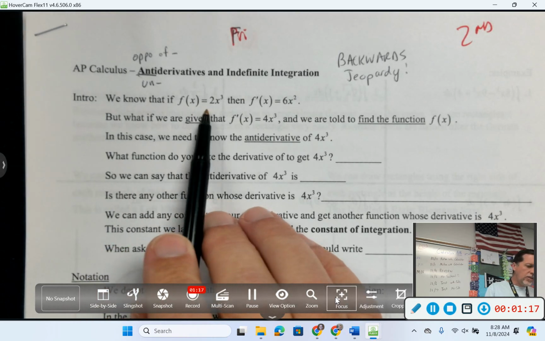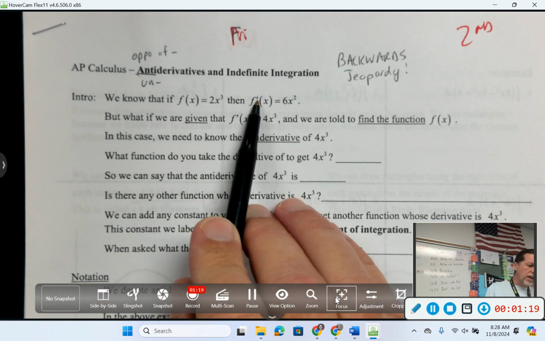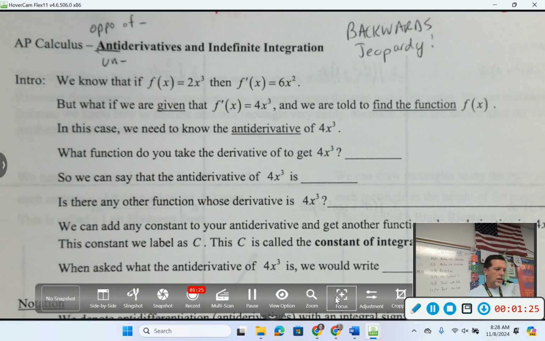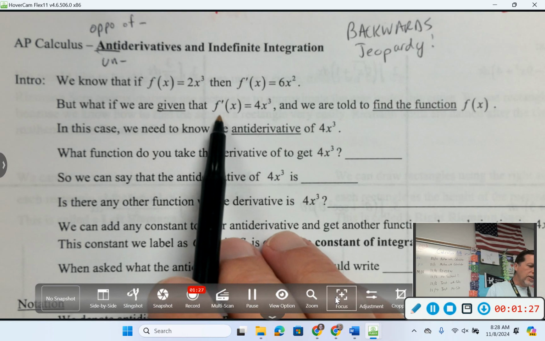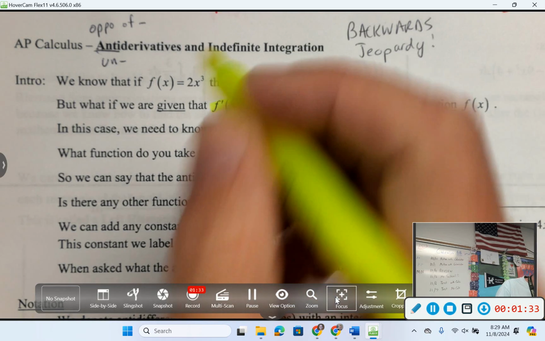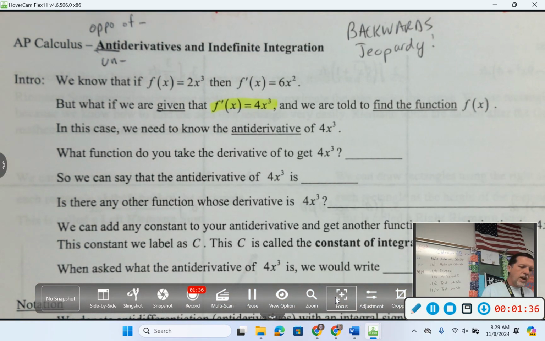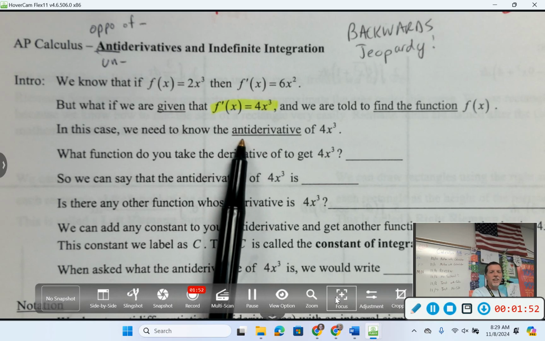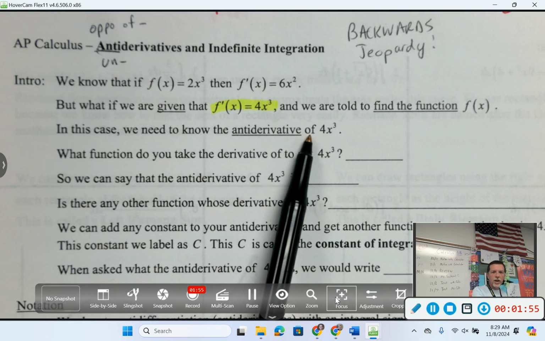Okay, we know that if f is 2x cubed, then the derivative of f would be 6x squared. Move the power down, increase the power by 1, got it. But what if we're given that the derivative, the answer, is 4x cubed, and we are told to find the function f? So again, this is a backwards question. That's what we're going to be doing all next week, thinking backwards. We need to take the antiderivative of 4x cubed.